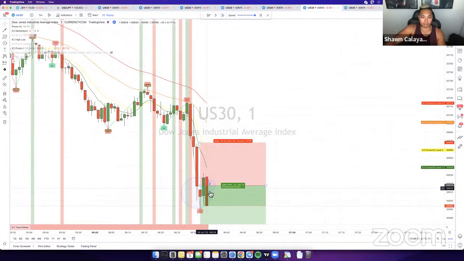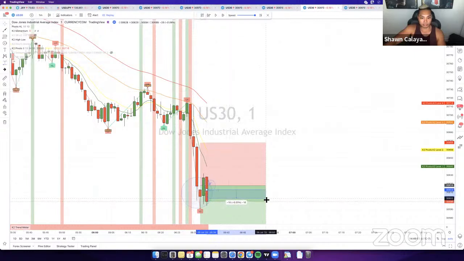And I caught my TP right there. It happened within a few seconds. It hit my entry, dropped down. I only went for 100 pips, and it hit my TP.